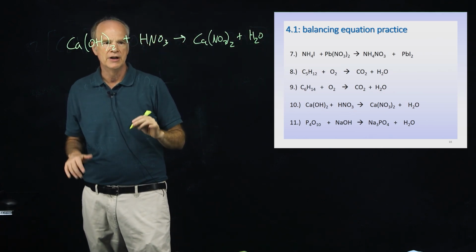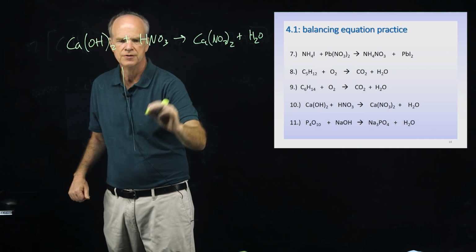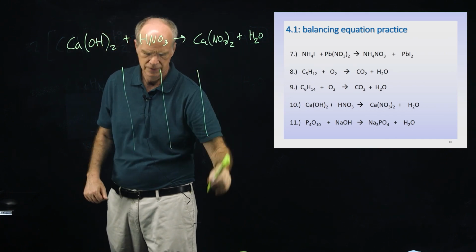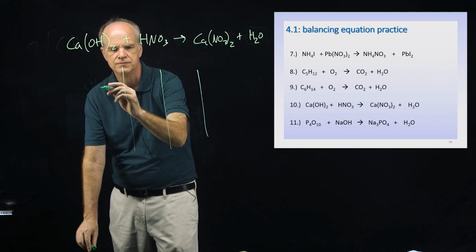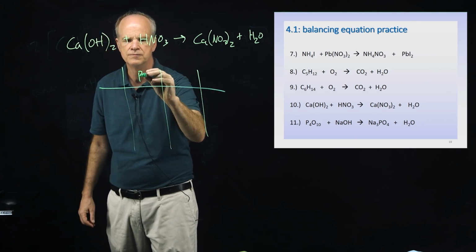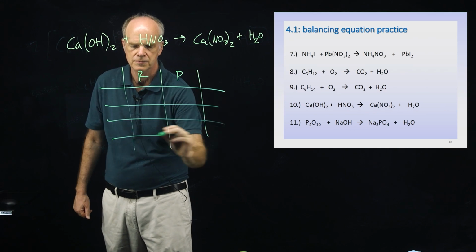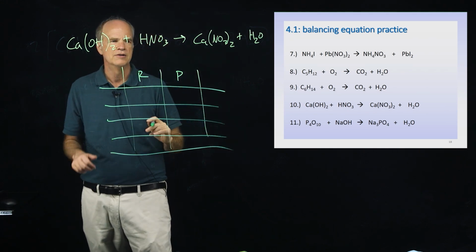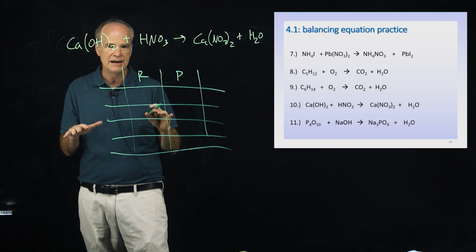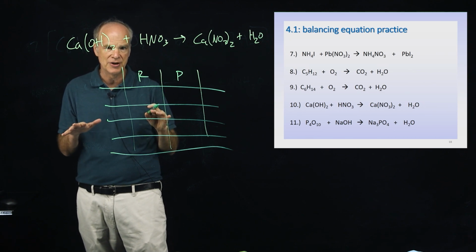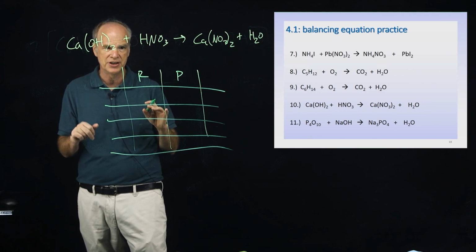Okay, so let us make a chart for this. Get a new pen here. Okay. So it looks like we may have some whole polyatomic ions that we can balance. So let's see if that is the case.